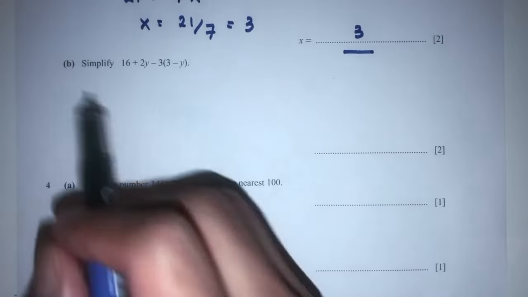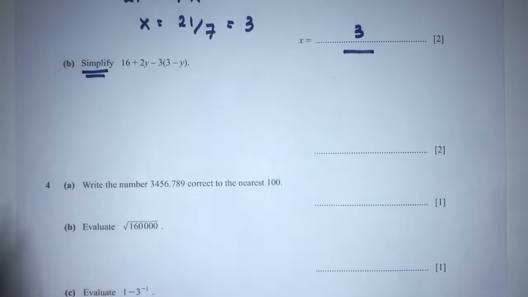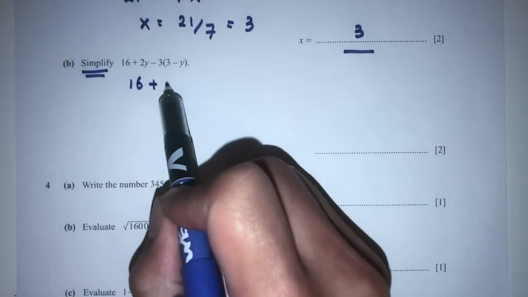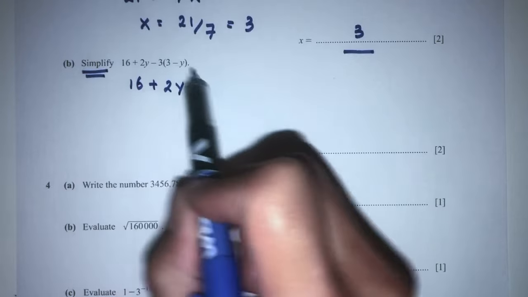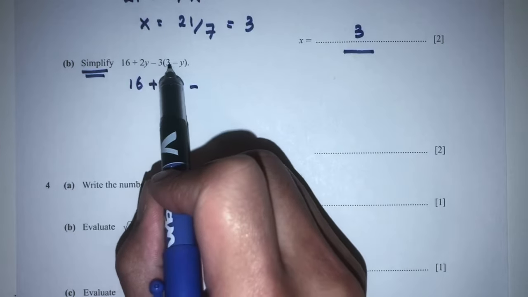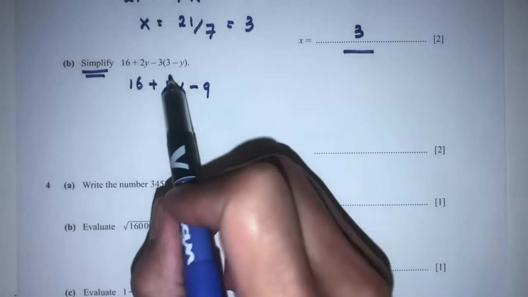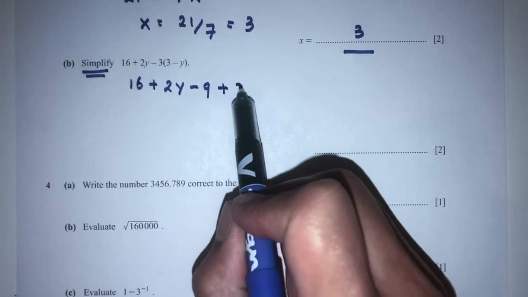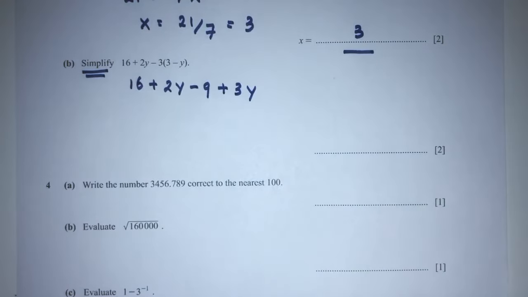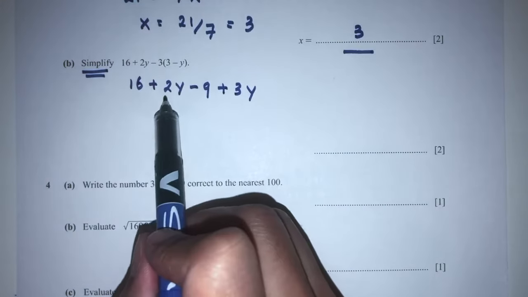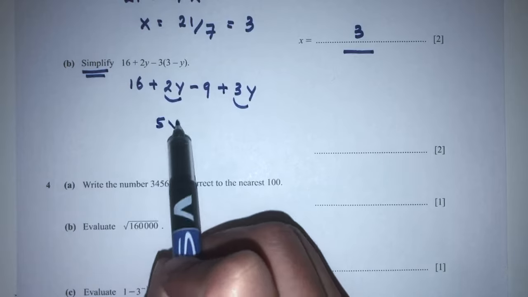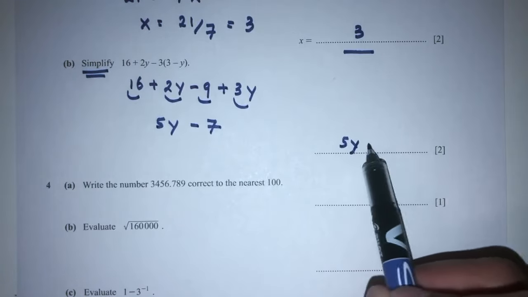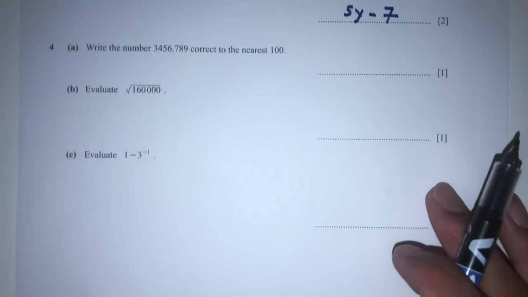Now for part B, we have to simplify. Simplify means we just have to expand the brackets and see what happens. So 16 plus 2y, expand the bracket. Here we have minus 3 times 3 is 9. Okay, now we have to be careful. Minus 3 times minus y will be plus 3y, right? Because minus times minus becomes plus. Now we have 2y plus 3y, that will be 5y. 16 minus 9 will be minus 7. 5y minus 7 will be your answer.